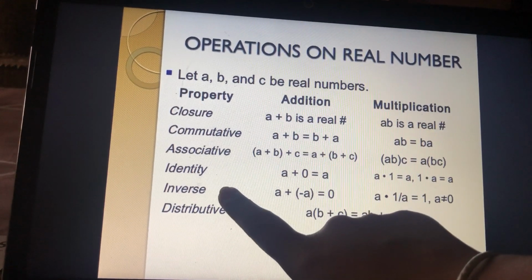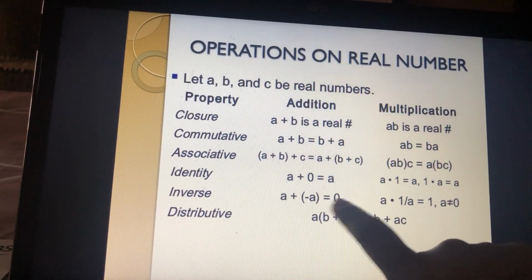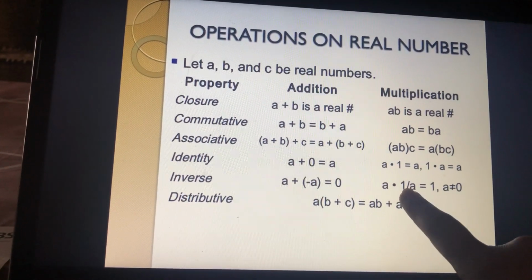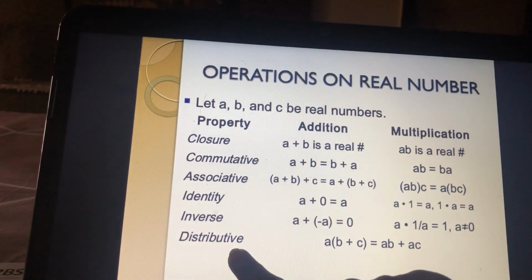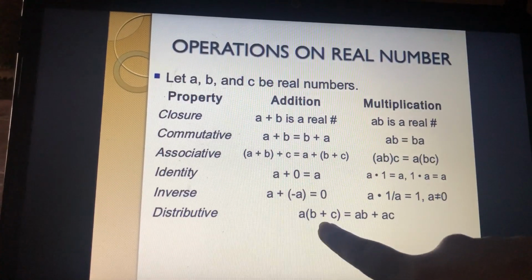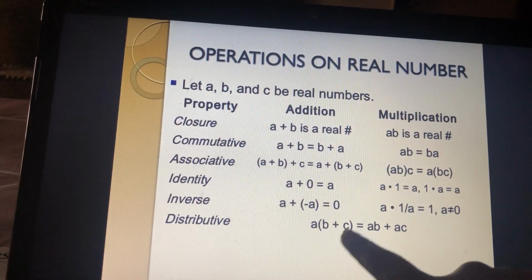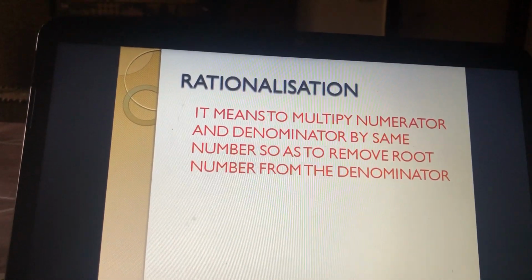We come to the inverse. What should be added to A to get the identity element, that is minus A. Sign change, or A multiplied by 1 upon A, you get 1. Distributive property, A bracket B plus C is equal to AB plus AC. इंडिविजुअली हर नंबर को आपस में मल्टीप्लाई करता है, and you get the answer plus.